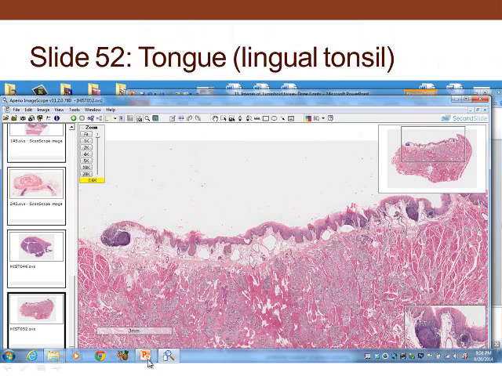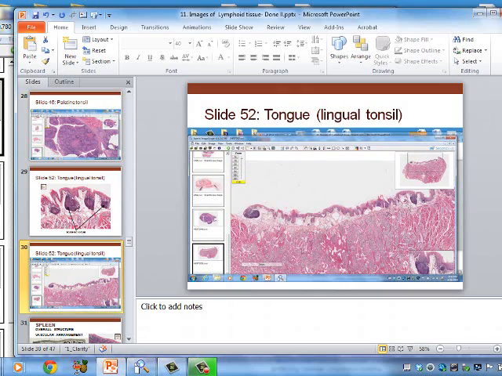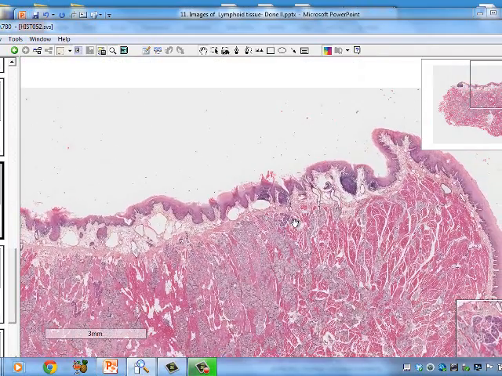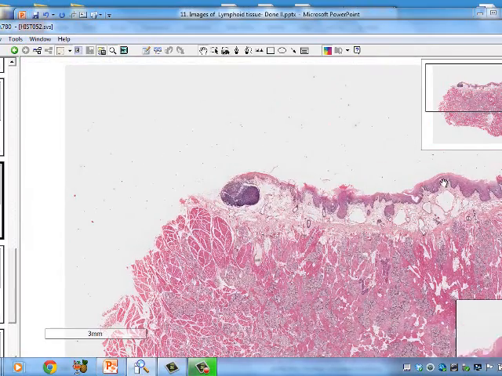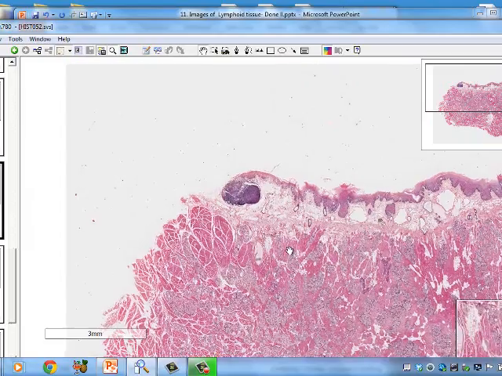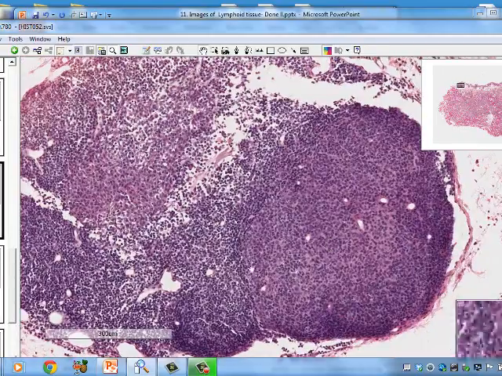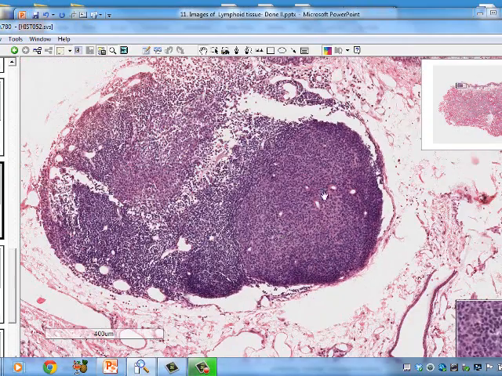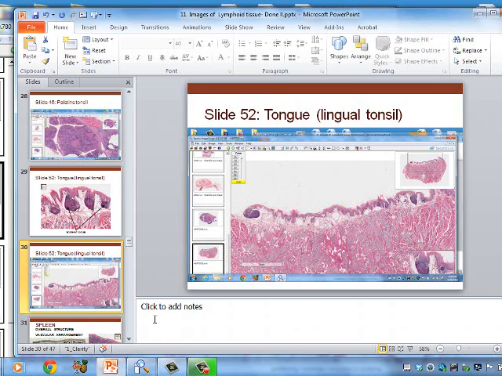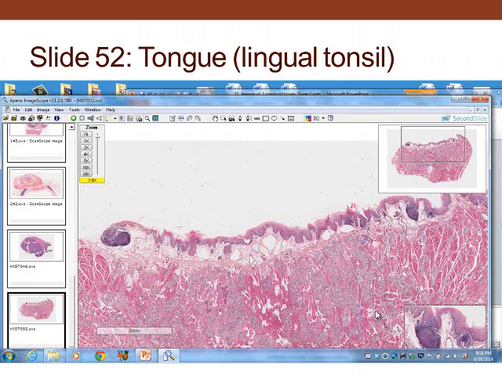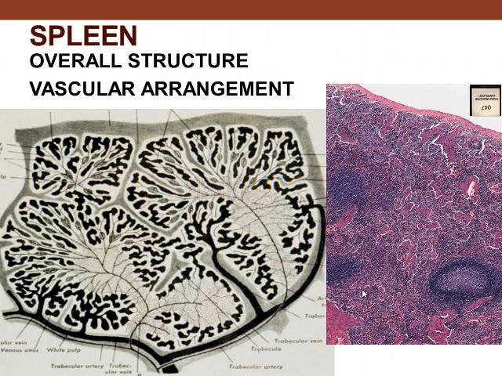We can look at these on the tongue. This is on the surface of the tongue. So this is stratified squamous epithelium. This is connective tissue below, and we have a lymphoidal tissue with a germinal center. So this is on the tongue that we have. Another one is the spleen.